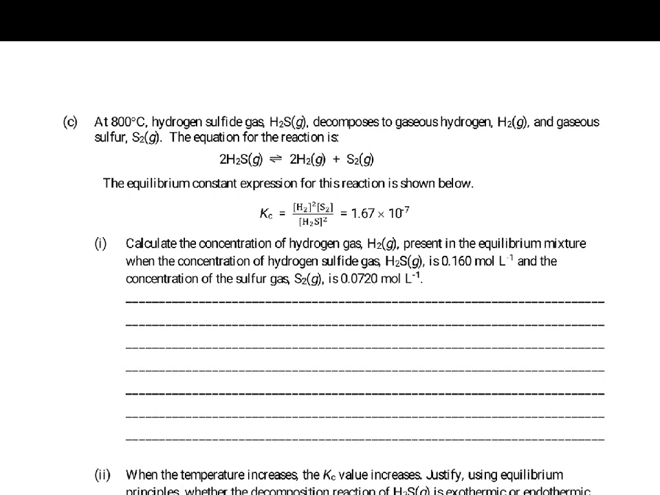Finally, we're on to part C. You're given a reaction, the decomposition of hydrogen sulfide, and they're nice enough to give you the Kc expression. So because it's 2 moles of H2S, it's squared. Because it's 2 moles of hydrogen, it's squared. So calculate the concentration of hydrogen gas present in equilibrium mixture when the concentration of the gases is such. So first thing you should always do is write down the Kc expression. Normally you have to work it out, but they were really, really nice and they gave it to you.